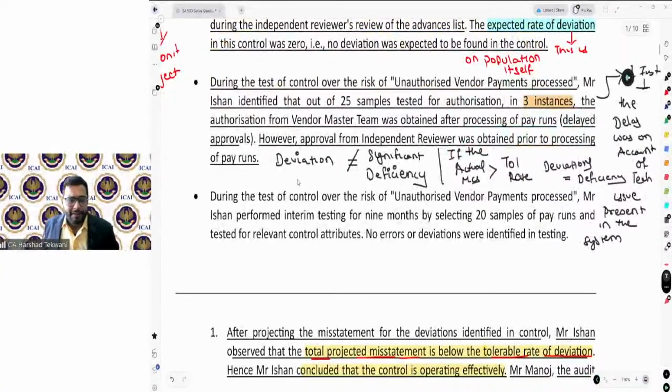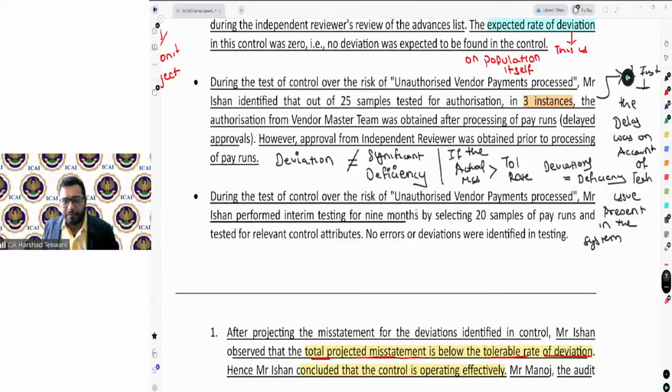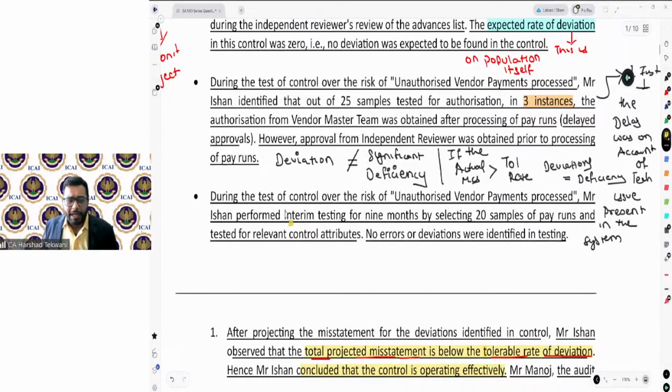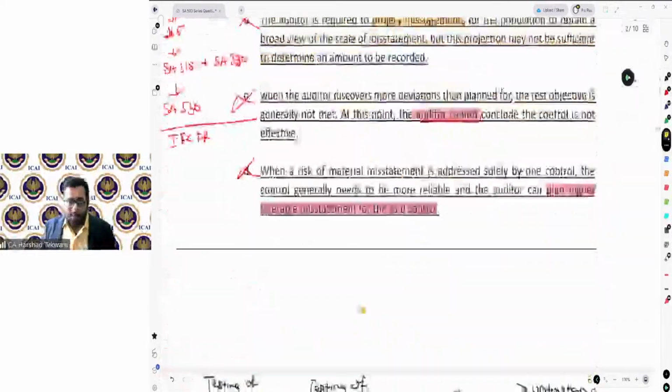So the additional information that is given is during the test of control over the risk of unauthorized vendor payment processed, Mr. Ishan performed interim testing for 9 months by selecting 20 samples of pay runs and tested relevant control attributes. No errors or deviations were identified in the testing. So Mr. Ishan tested for 9 months. Okay, he performed interim testing by selecting 20 samples. No errors and deviations were identified during that particular test. That is fine. Now let us see the question here.